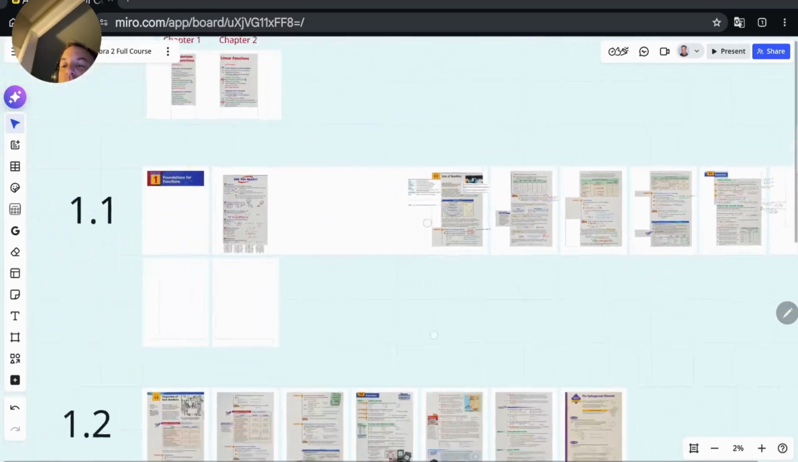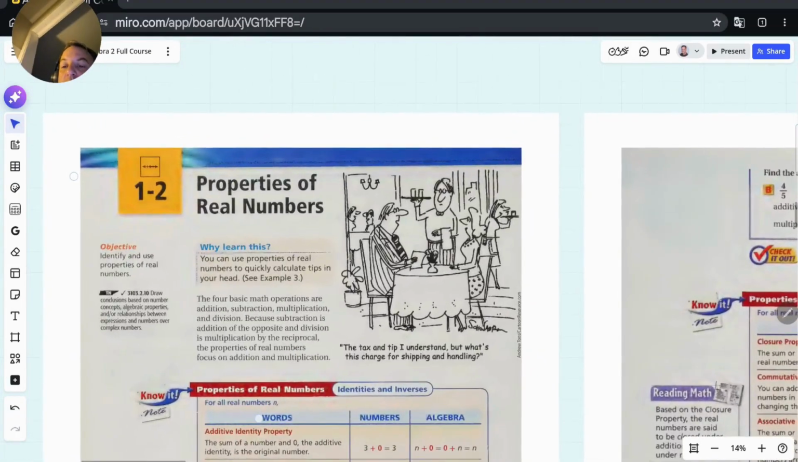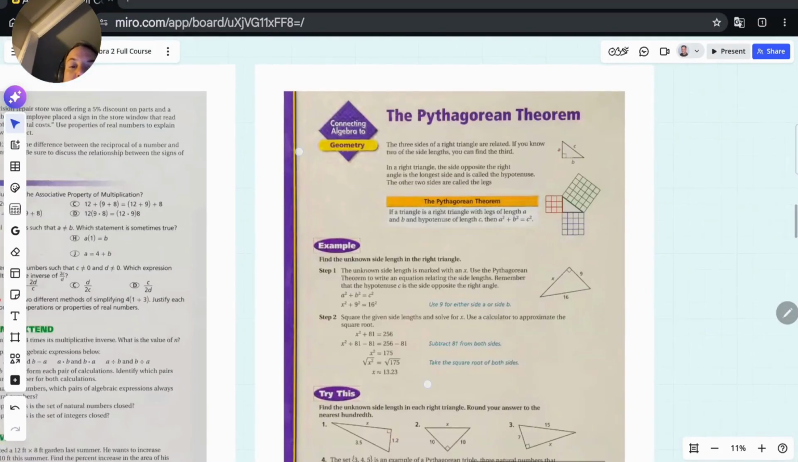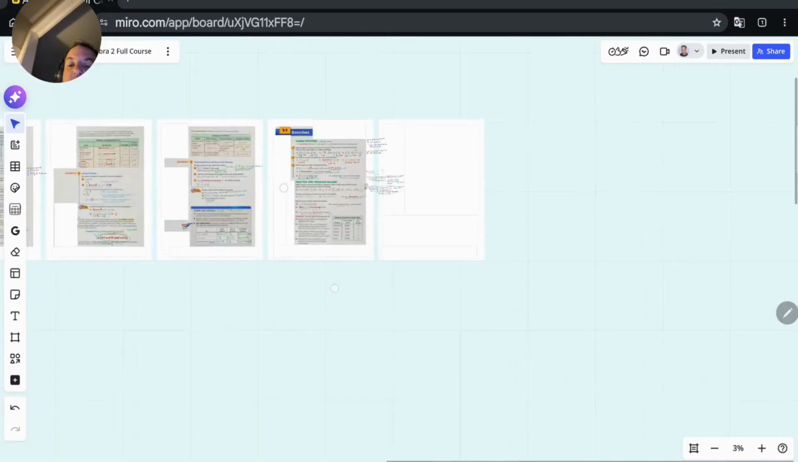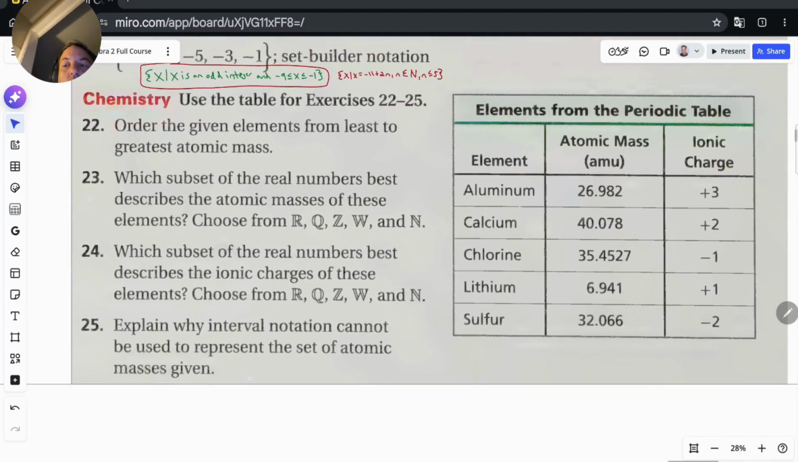Then we'll be moving on to 1.2. I'll give a preview here. In 1.2 we'll be working with properties of real numbers. And if we go way over here, we'll be working with the Pythagorean theorem as well, slightly, as we connect that to algebra. But let's go to our chemistry problem here.